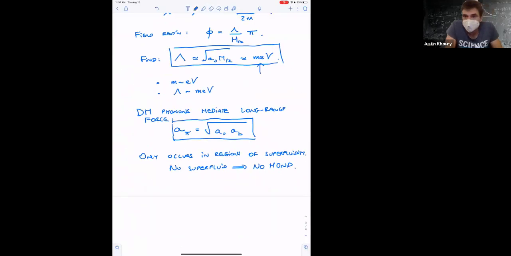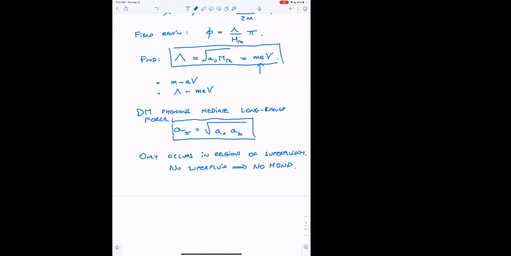Okay, let me pause here for questions. Yeah, I have one. So this is just a very general question, but I'm having trouble understanding qualitatively how it would be possible to have a force that only exists when you have a superfluid.